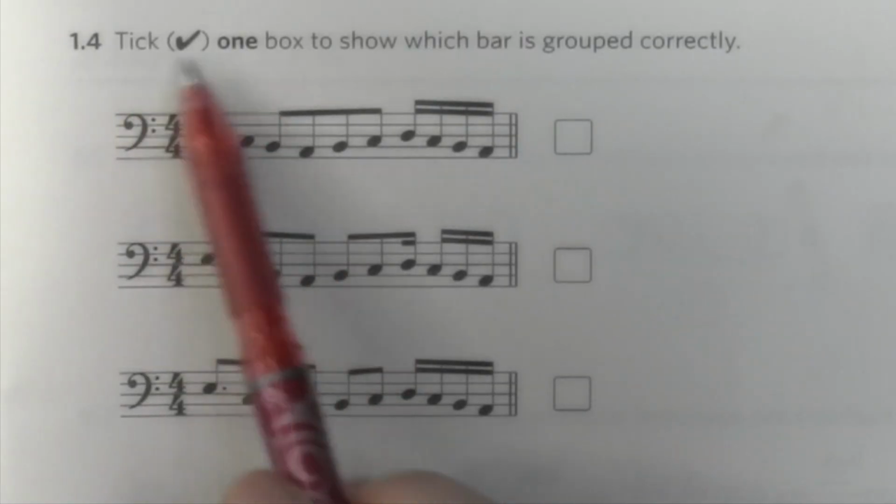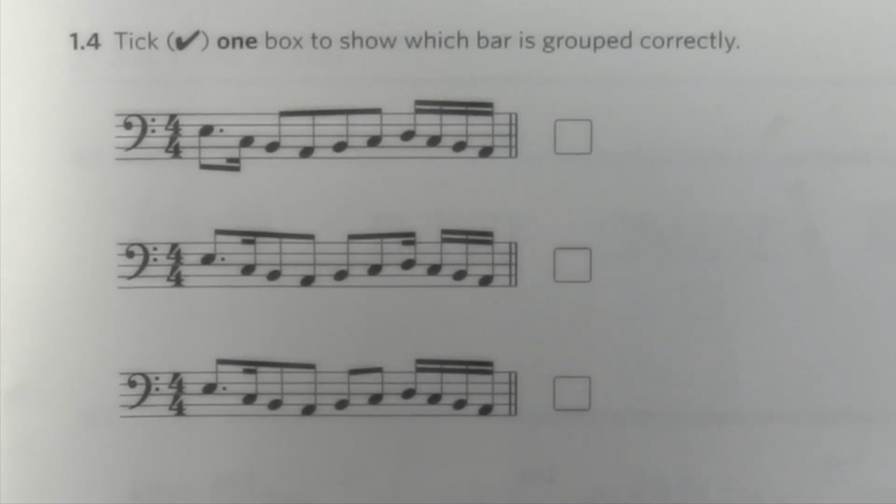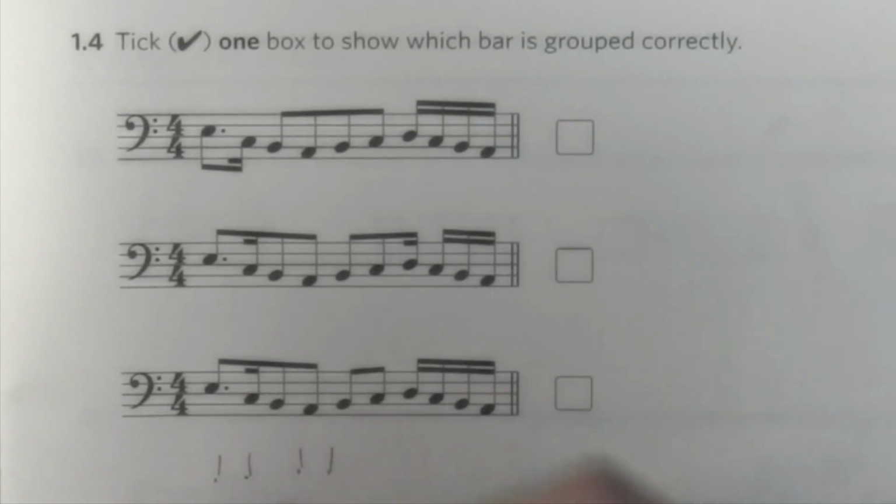Fourth question, tick one box to show which bar is grouped correctly. So we need to look at the time signature first. And 4/4, this is simple time in which we need to see 2 crotchets on a side and the other 2 crotchets on the other side. And this is a must, remember this very carefully, we must see the middle of the bar. If this gap here is not shown, it means that it is grouped incorrectly.